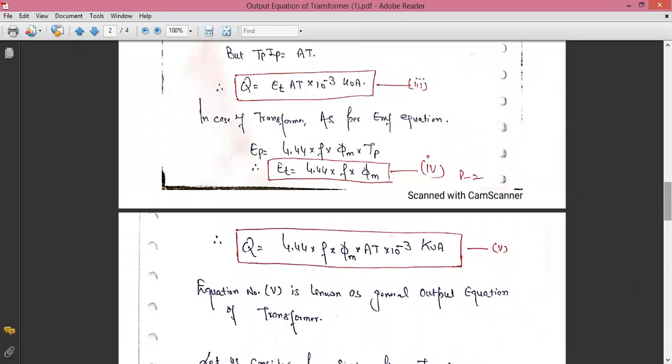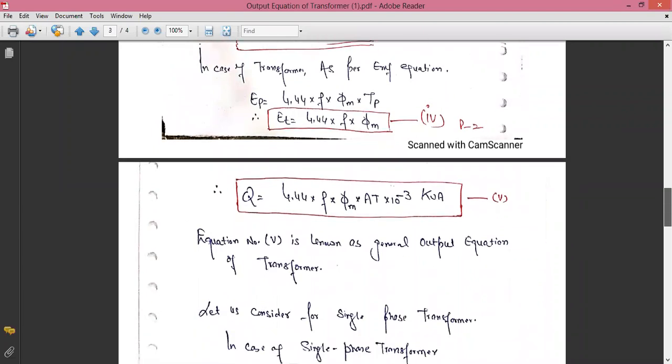Now we know about the transformer, as we discussed in our classification part, that depending upon the input supply, if the input is single phase, then we have a single phase transformer, and if the input is 3 phase, we have a 3 phase transformer. Now we are discussing what is the output equation of a single phase transformer?